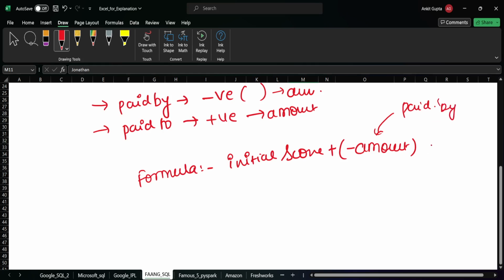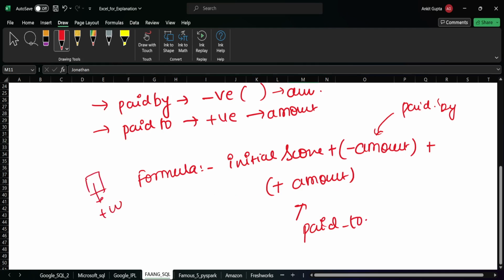And similarly, we can say plus the positive value of amount. So this is paid to, right? Because whenever an account is getting credited, that value is positive, and wherever it is going the debit way, it is negative, right? So I think this is the formula.